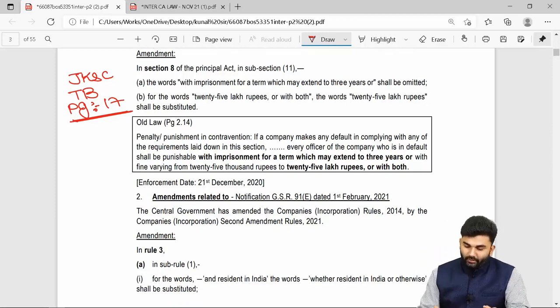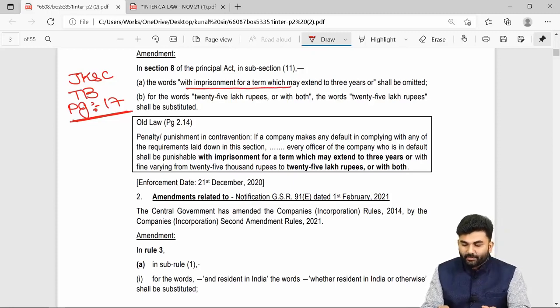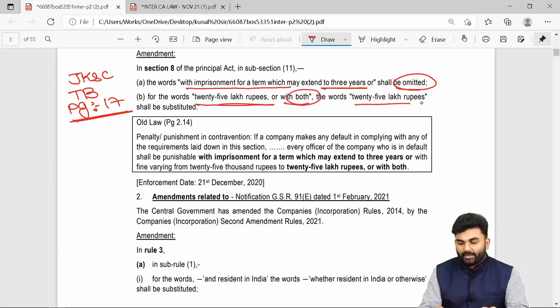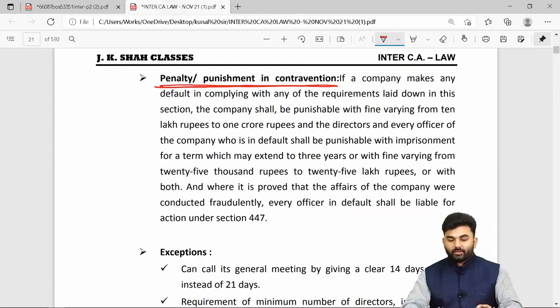So over here, the words which were there, imprisonment for a term which may extend to 3 years, those words have to be omitted. And the words which said 25 lakh rupees or with both, in that case we have to just write it down as 25 lakh rupees. We need to remove the word both.